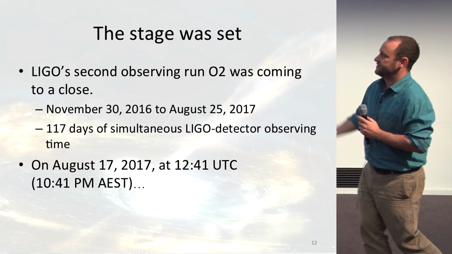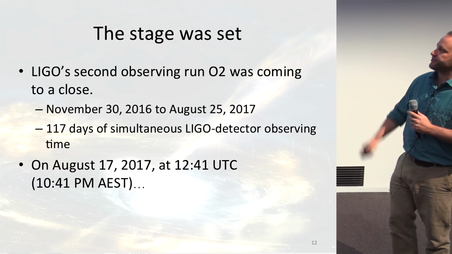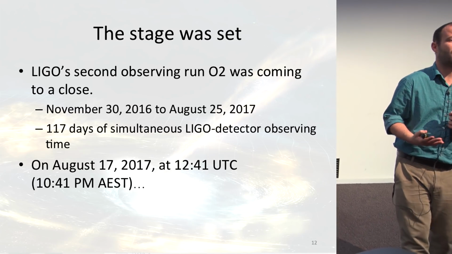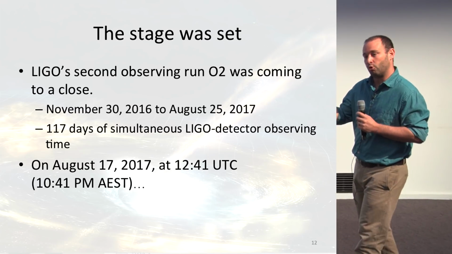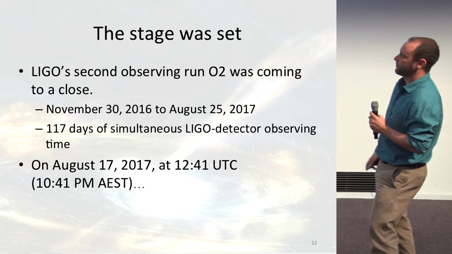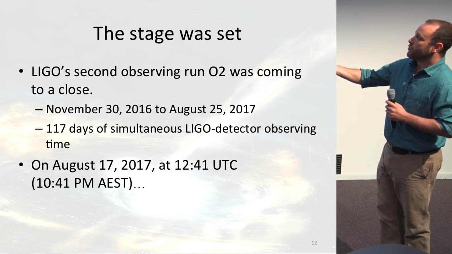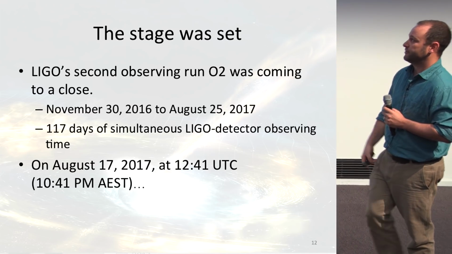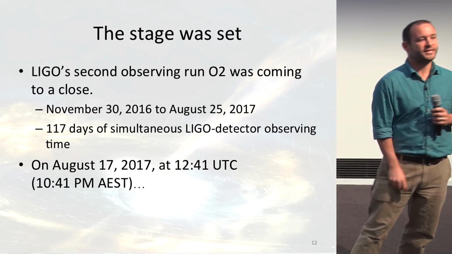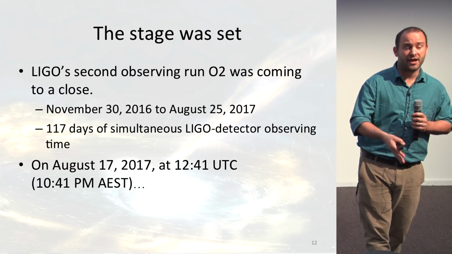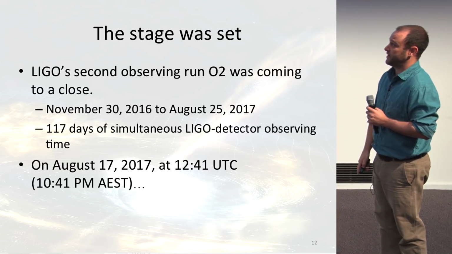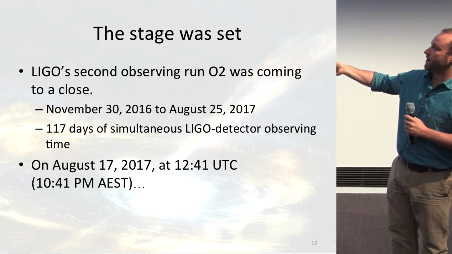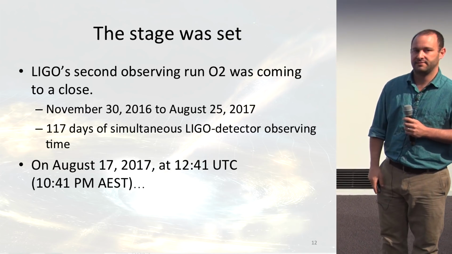And so this gets us the whole way up to August of this year. A little summary: the stage was set. LIGO's second observing run was coming to a close. As I mentioned, Virgo was only due to stay online for approximately a month before all three instruments were going to be shut down. We had collected about 117 days of simultaneous LIGO data, plus about 20 days of simultaneous LIGO plus Virgo data. We were due to be shut down on August 25, 2017.